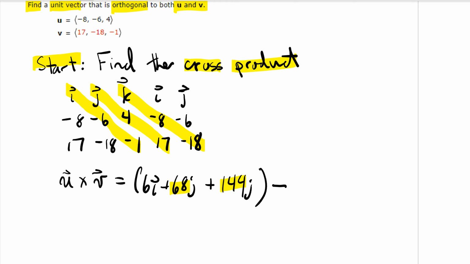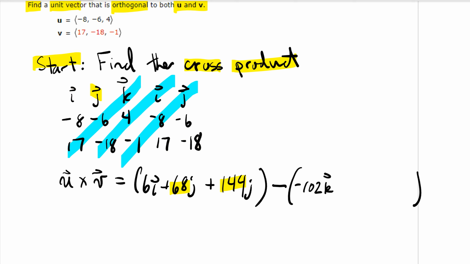And then we have minus the diagonals going the other way. For the first of those, I have k times -6 times 17 is -102. And then the next one is i times 4 times -18. 4 times -18 is -72. And lastly is j times -8 times -1.